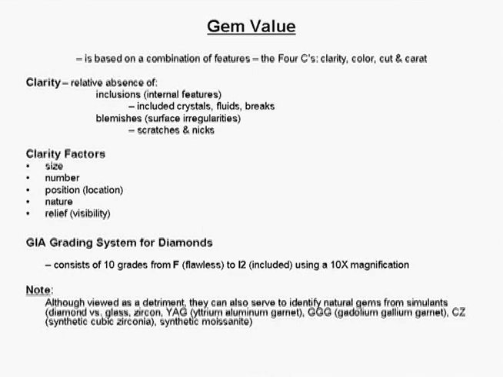Now, note, although viewed as a detriment, as I just pointed out, these various clarity factors can serve to identify natural gems from simulants. For example, using them, you can identify diamond versus glass, or zircon, or YAG, yttrium aluminum garnet, or GGG, gadolinium gallium garnet, or CZ, synthetic cubic zirconia, or synthetic moissanite. So many times, it helps identify that it is a real gem.